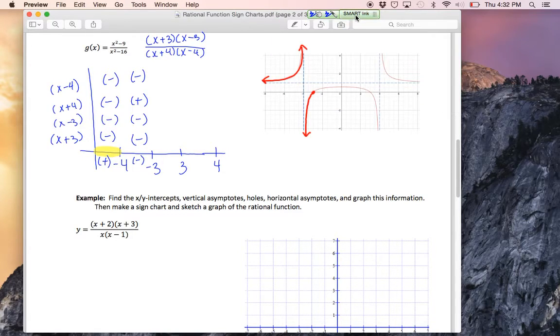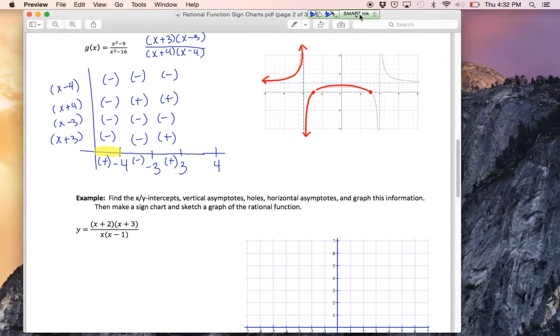Here, from -3 to 3, I want to know is my function above or below the x-axis. So I'm going to pick an x value, I'm going to use 0, and plug it in. 0 minus 4 is negative, 0 plus 4 is positive, 0 minus 3 is negative, 0 plus 3 is positive. Negative, positive ends up giving me positive. So I know that on that interval, from -3 to +3, the function's going to be above the x-axis.